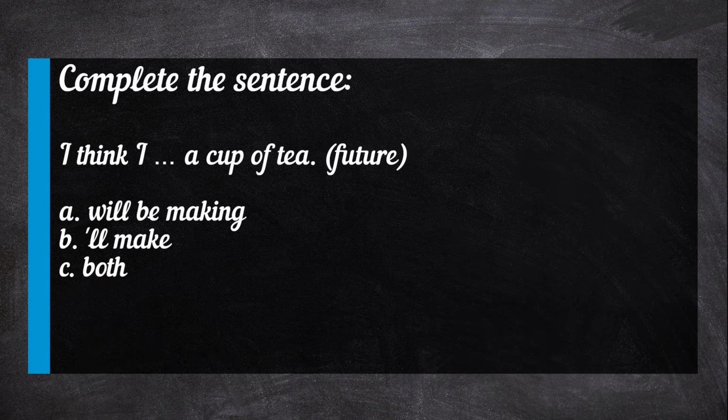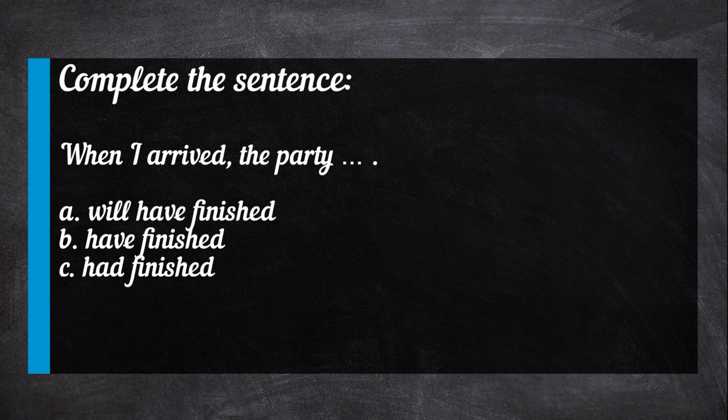Complete the sentence. Right answer is B, will make. Simple aspect is used to describe a general truth, a complete event, a repeated, habitual action, any verb that is not an activity verb.